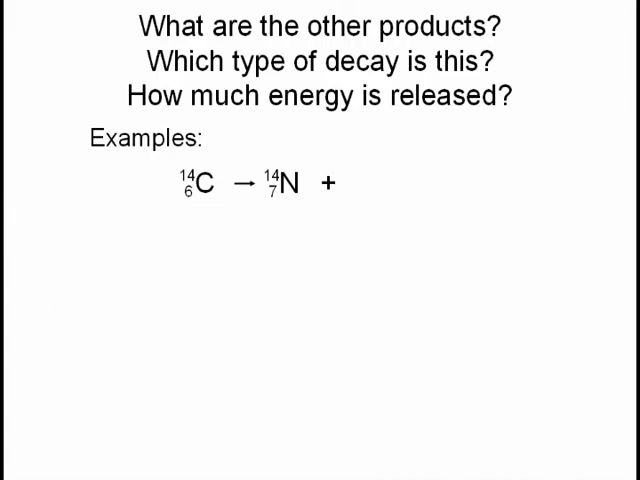Second problem, what are the other products? Which type of decay is this, and how much energy is released? Looking at the top number, 14 stays the same. Looking at the bottom number, 6 is turning to 7. That tells me a neutron is turning into a proton, and that is beta decay. So the other particles are an electron and an antineutrino.